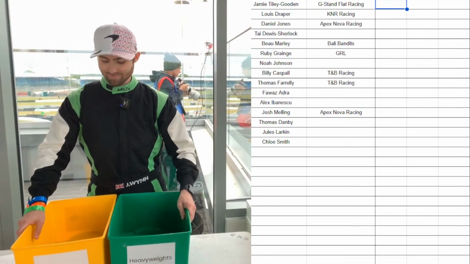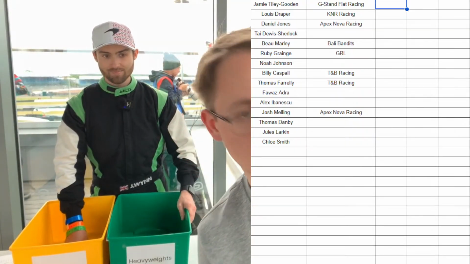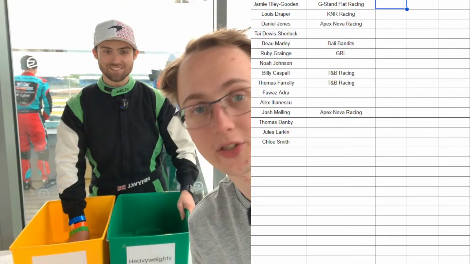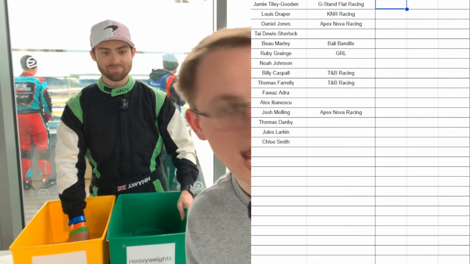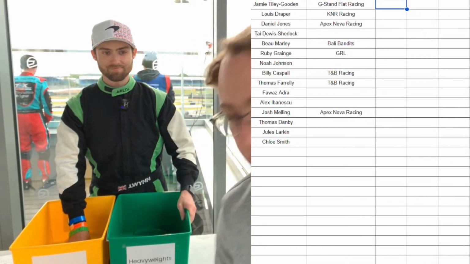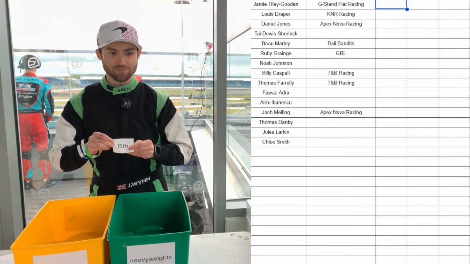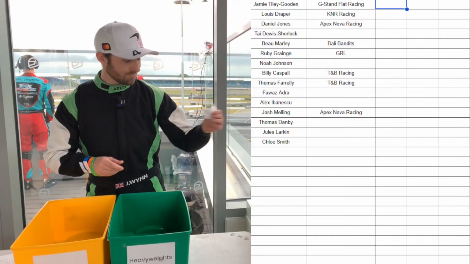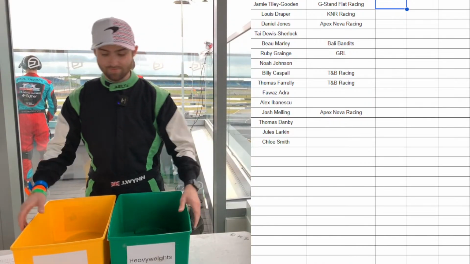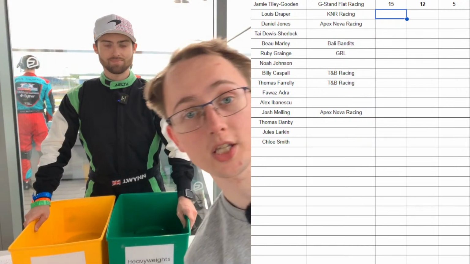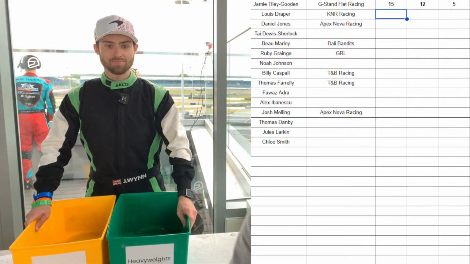So, first of all then, starting in the lightweight heat 1 is Jamie Tyler-Gooden. He's the 2024 EKS Junior Champion and current championship leader in our Silverstone Championship. For the first heat, he will be starting in 15th, which will mean, as I type the number in on my end, he starts 12th for heat 2 and 5th for heat 3.